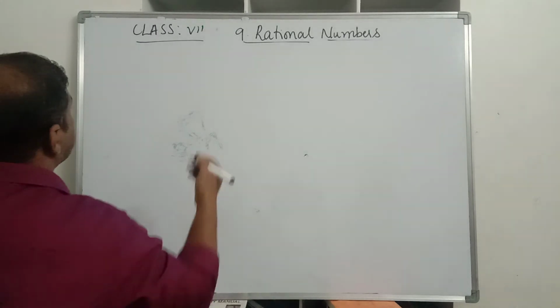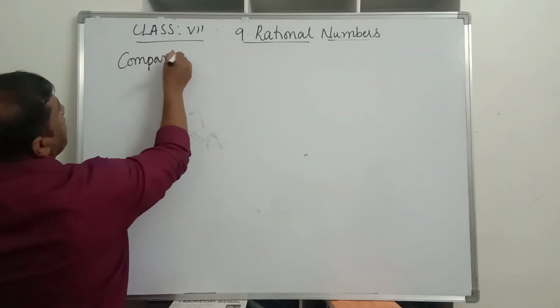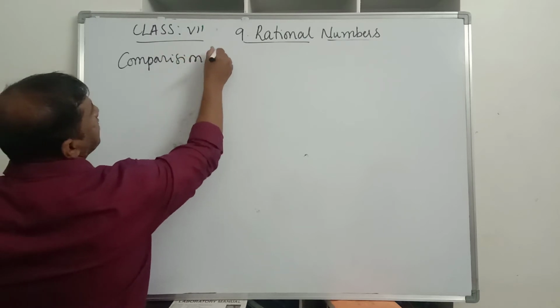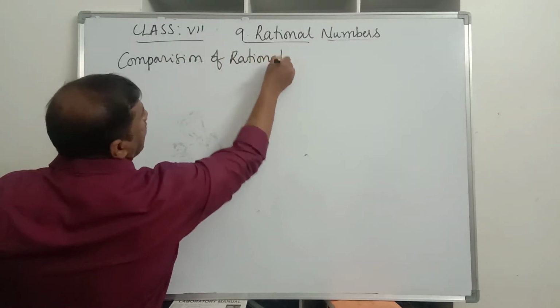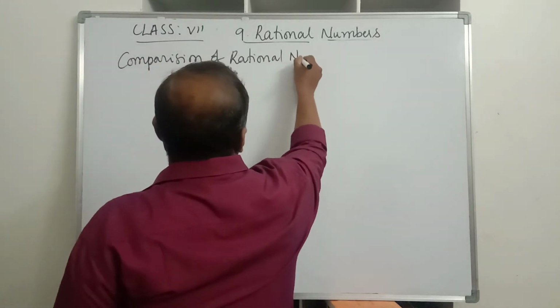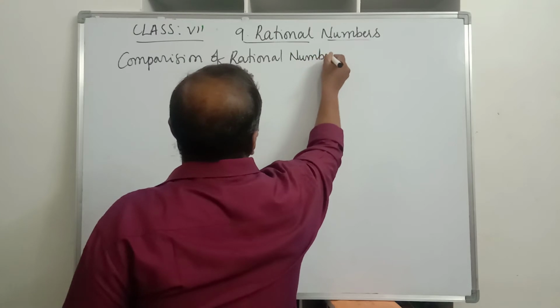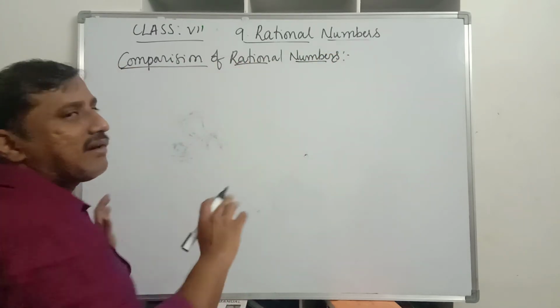Now we will discuss comparison of rational numbers. Comparison of rational numbers, that is which is greater or which is smaller, or whether the given two rational numbers are equal or not. That is comparison of rational numbers. It is similar to our fractions.